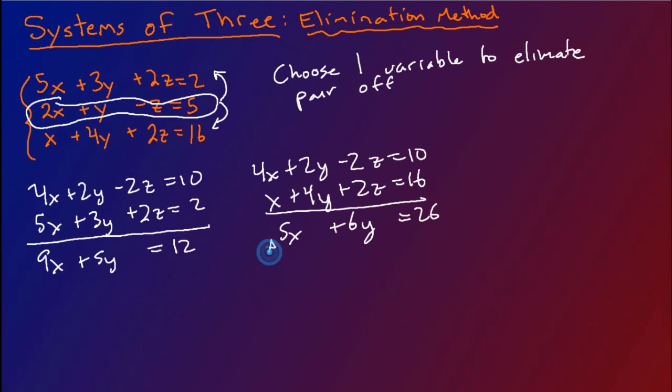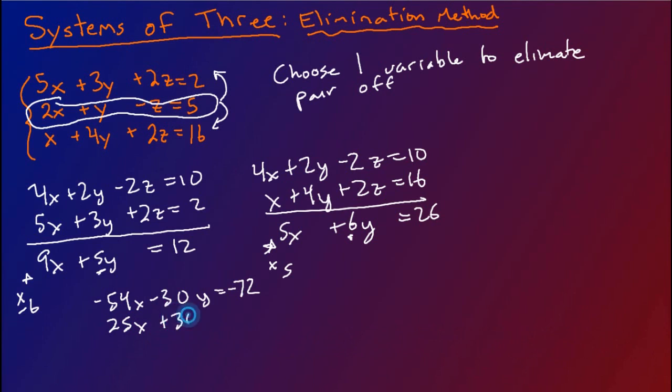So I take this equation and this equation, I look at this number right here, and the least common multiple is 30 between 5 and 6. So I'm going to multiply this one by negative 6, and I'll multiply this one by 5. So I'll get negative 54x minus 30y equals negative 72. And when I multiply this one by 5, I'll get 25x plus 30y equals 130.